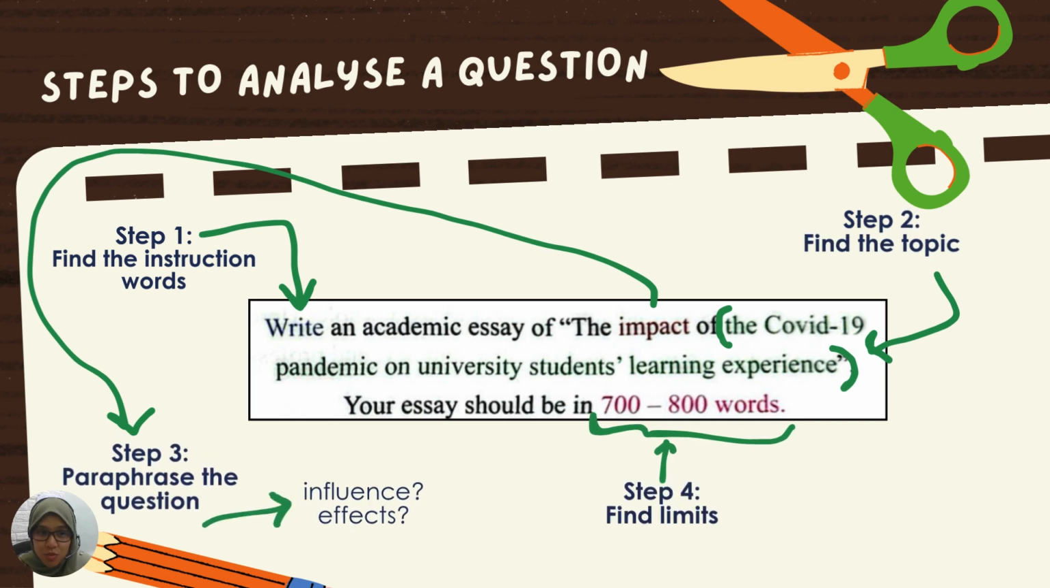Now, this is an example where step one, you find the instruction words. Step two, finding the topic. As you can see here, it says the COVID-19 pandemic on university students' learning experience. That is the topic. And then try to paraphrase the question in order to understand it. For example, from the word impact, we try to understand using other words, for example, influence maybe or effects. And then finally, step four, we find the limits. So in this question, it has been allocated 700 to 800 words.